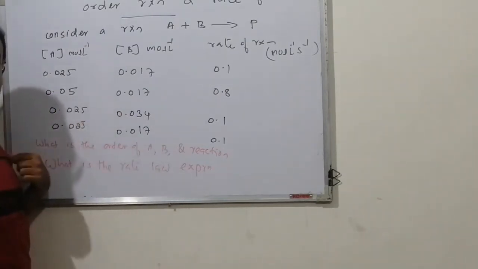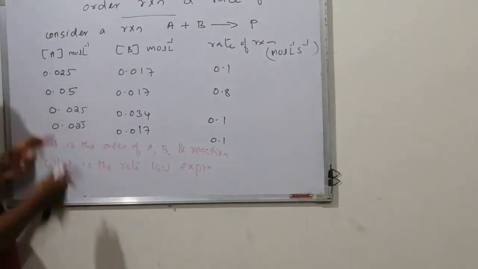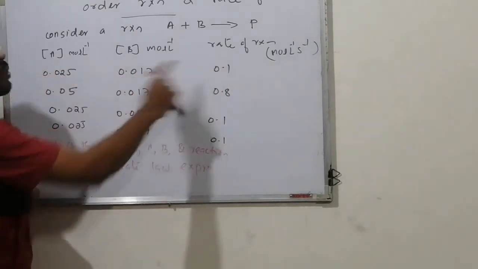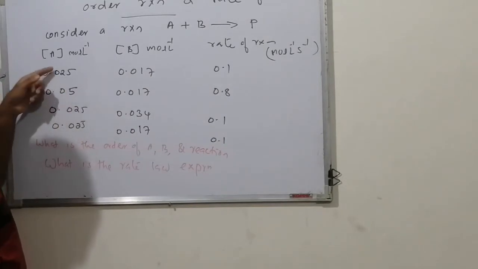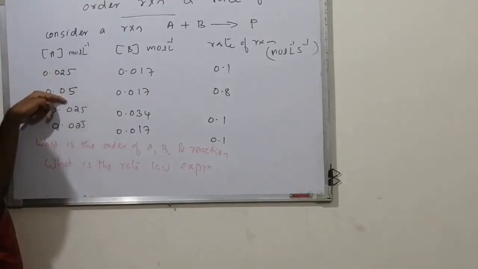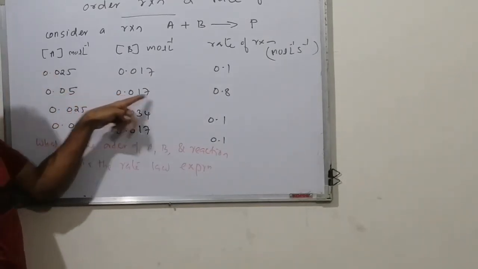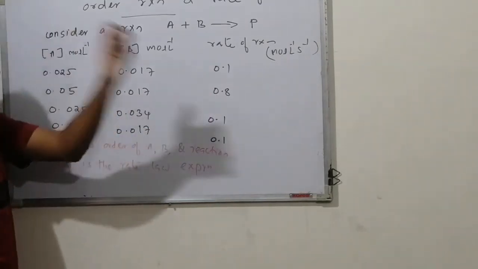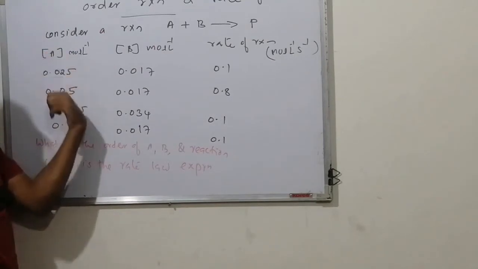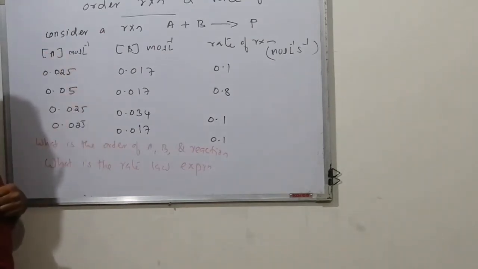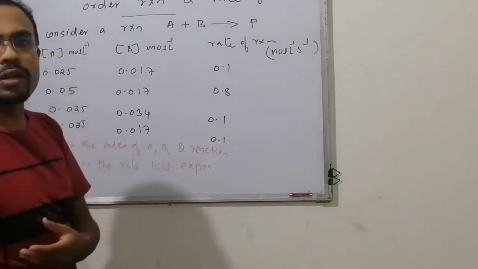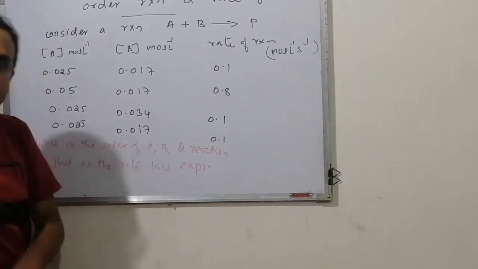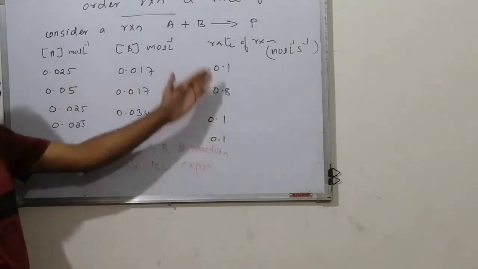Suppose I am the experimenter. I did an experiment with this concentration and this concentration. I got the rate. Now I change the concentration of A here, but I keep the concentration of B constant, and I got this rate. Therefore, I can understand that rate depends upon the concentration of A. This is the meaning: order can be calculated. Order is calculated with experiments.